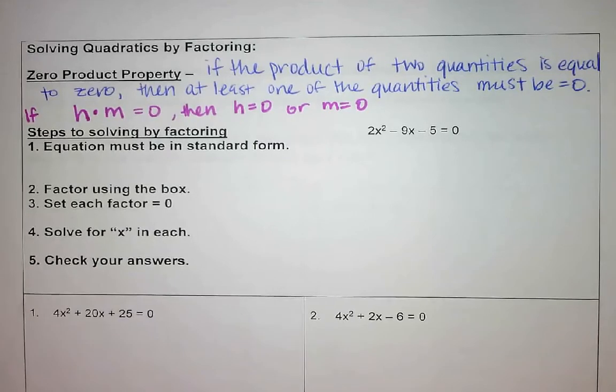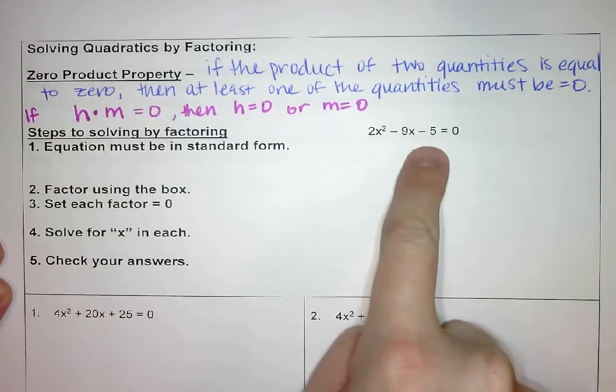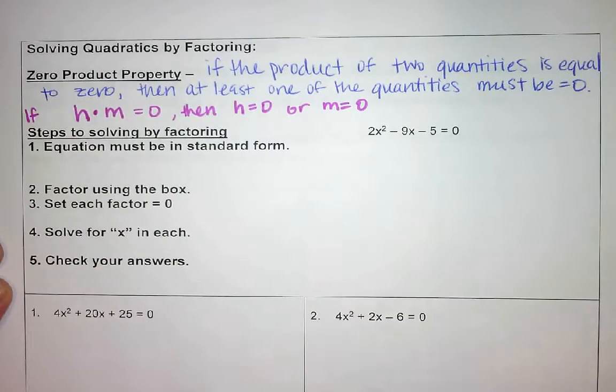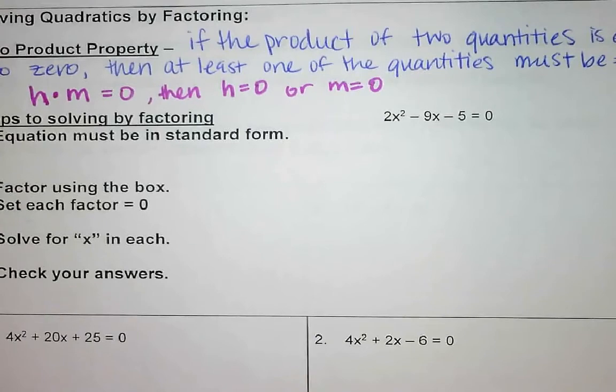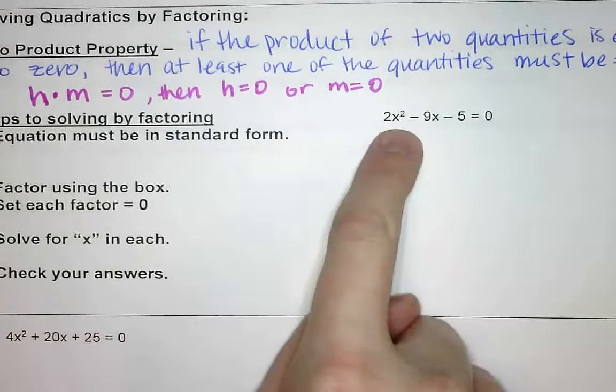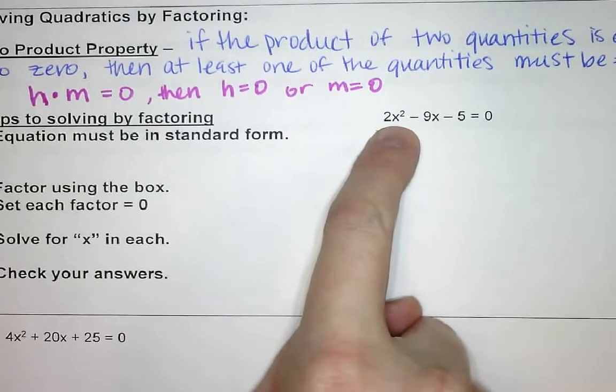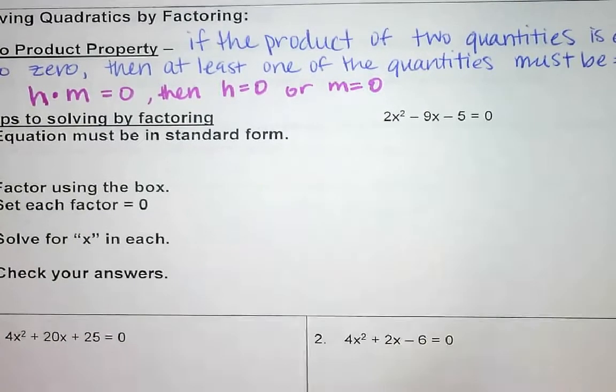Because when we look at this, I would not be able to tell you, ooh, if I plug in a 4 for my x, it's going to equal 0. That would be a lot of guessing and checking. Does that make sense? And so we don't want to do that. We are going to factor it and then set each factor equal to 0.